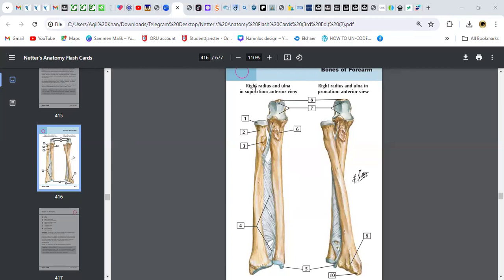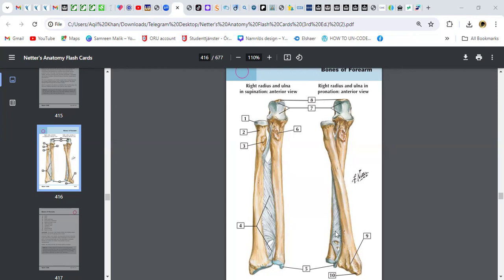Here on the left hand side, it says the right radius and ulna in supination, the anterior view. On the left side, sorry, this is my right side, there is the right radius and the right ulna in pronation. See how it's turning around? It's in pronation and it's the anterior view. Medially is the ulna, which has been rotated, and the radius has shifted and the head of the radius has been made to come in the front.